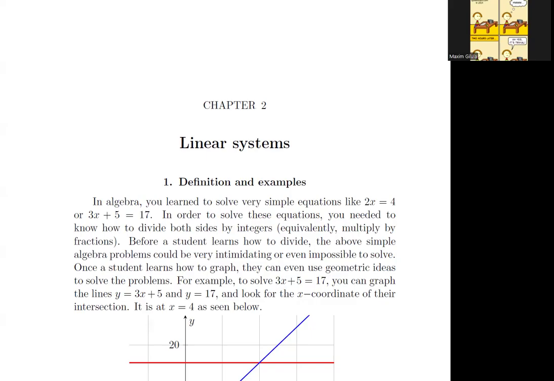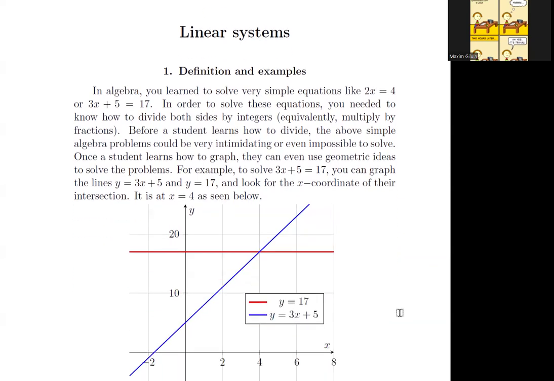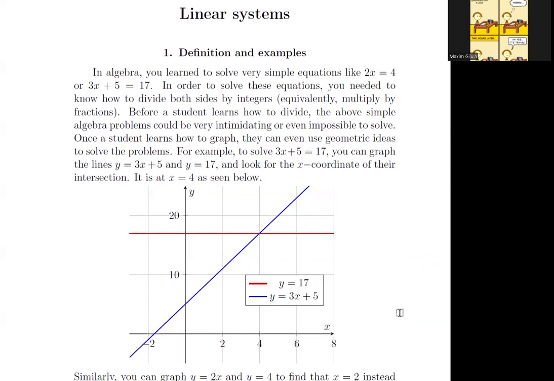So before you learn how to divide, the above simple problems could be really intimidating, or you might not know how to do them at all. And once students learn how to graph, on the other hand, they can use geometric ideas to solve the problems, such as graphing 3x plus 5 is 17, and graphing y equals 17. You could split up 3x plus 5 is 17 into y equals 3x plus 5 and y equals 17, and look for the x coordinate. Here we see x is 4. So you can use graphical methods to solve these algebra problems.